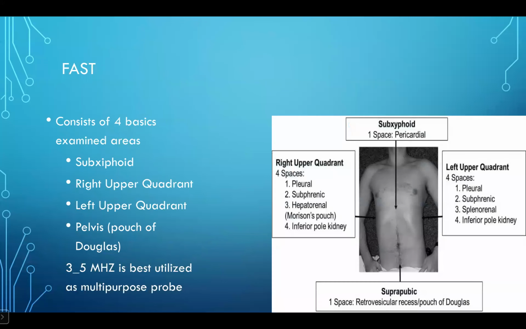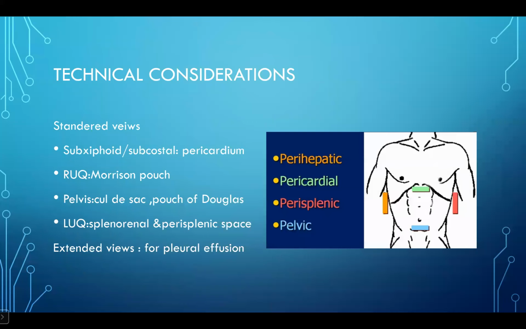The FAST consists of 4 basic examined areas: the subxiphoid or subcostal area, the right upper quadrant, the left upper quadrant, and the pelvis. A 3 to 5 megahertz probe is best utilized as a multi-purpose probe. We have the standard views and the extended views. The standard views are the subxiphoid or subcostal for examination of the pericardium, the right upper quadrant for the Morrison pouch, the left upper quadrant for the splenorenal and perisplenic space, and the pelvis for the cul-de-sac and pouch of Douglas. The extended views are for examination of pleural effusion or hemothorax.